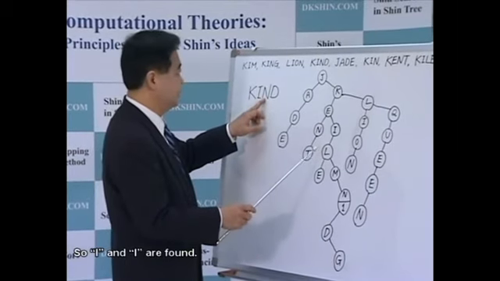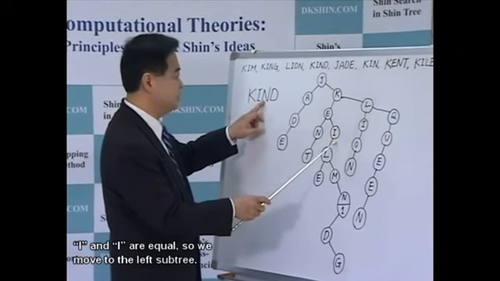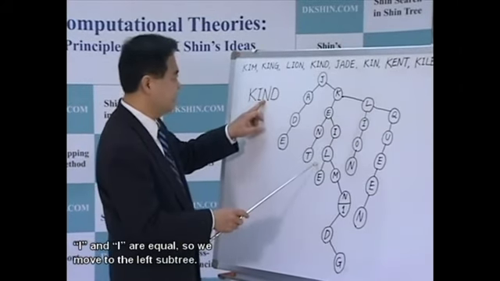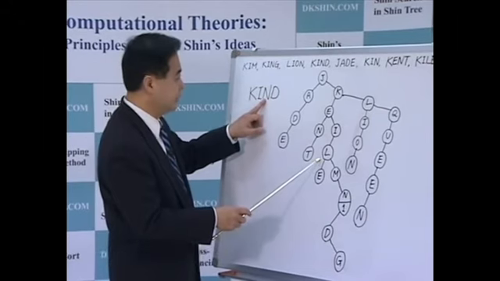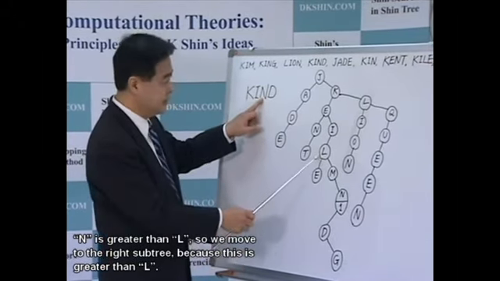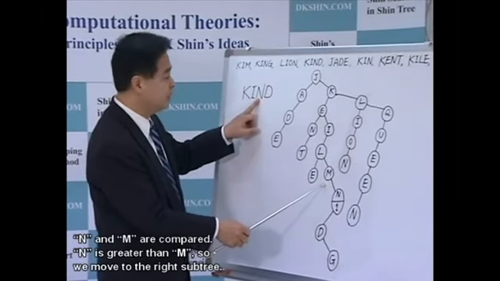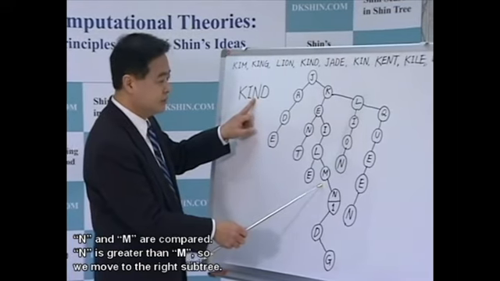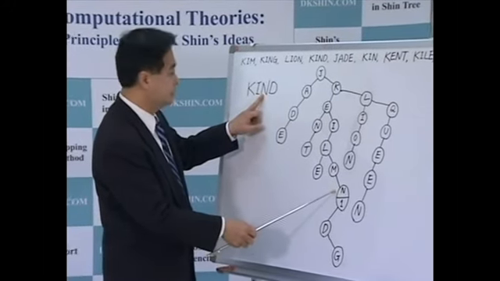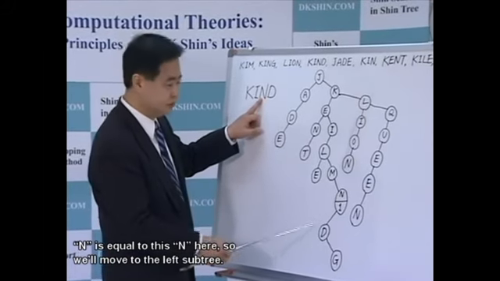So I and I are found. I and I are equal, so we move to the left subtree. N and L will be compared, and N is greater than L, so we move to the right subtree. N and M are compared, and N is greater than M, so we move to the right subtree. N is equal to this N here, so we move to the left subtree.